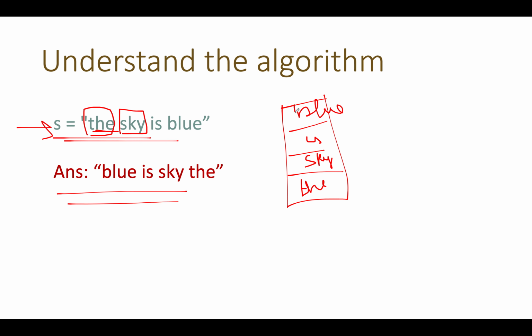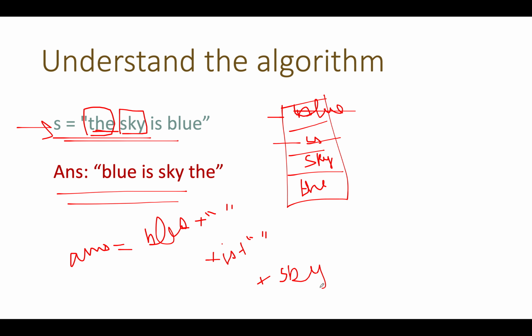Now what I'll do, I will pull out the elements of the stack one by one. So I'm trying to build my answer array. So the first word that gets pulled out is blue. So I'll have blue added to my answer array and followed by a space because I have more elements. So blue plus space gets added, then is gets added, then space gets added with each iteration. So these two are gone. Then sky plus space, because these should be separated by a space, and then the.